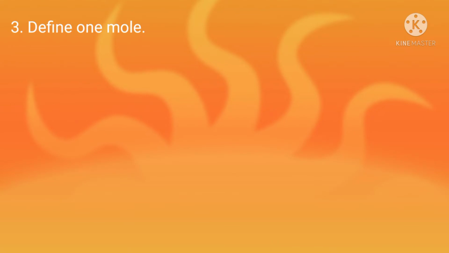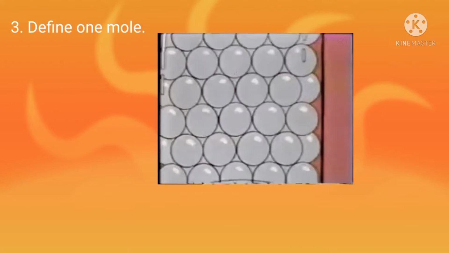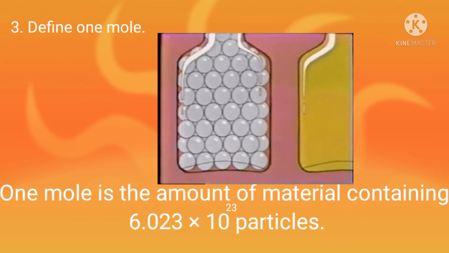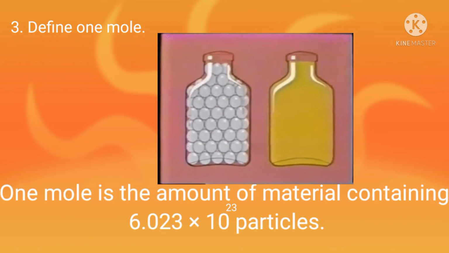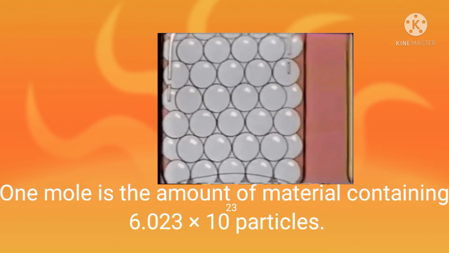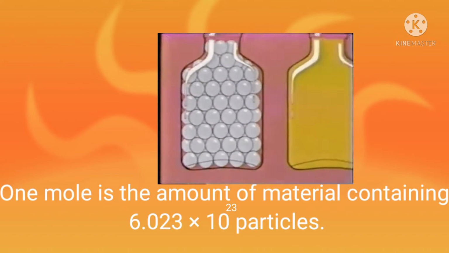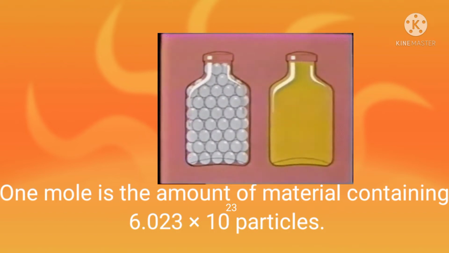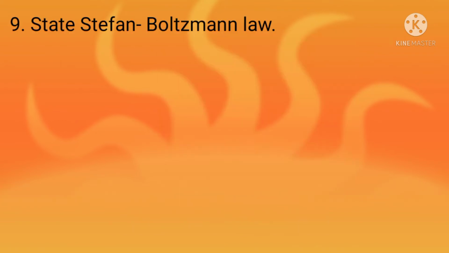The next question is define 1 mole. 1 mole is the amount of material containing 6.023 into 10 power 23 particles. Even if they are atoms or molecules, 1 mole will be containing just 6.023 into 10 power 23 particles.